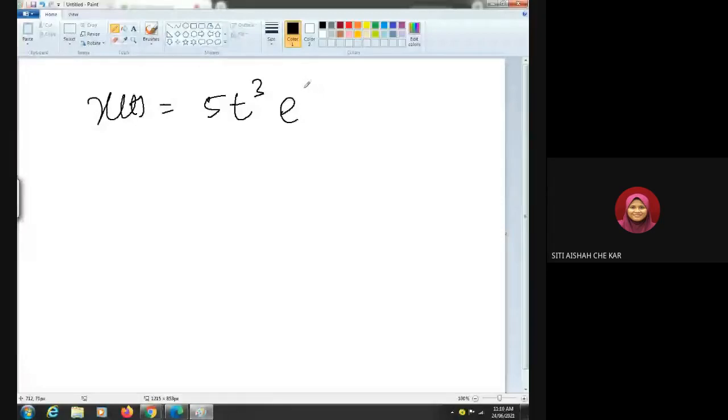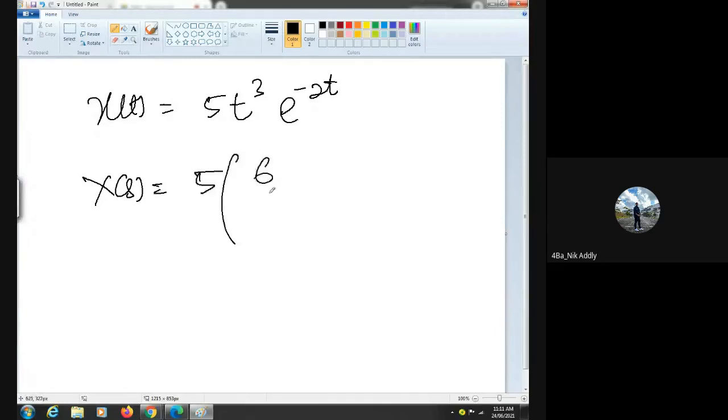Okay, it's fine. So what is our Laplace transform? Tutup dulu eksponen tu. 5 darab dengan 6 bagi S plus S power. S power 4. Yes. Good.